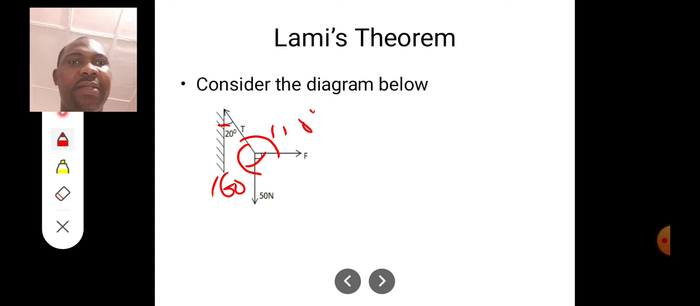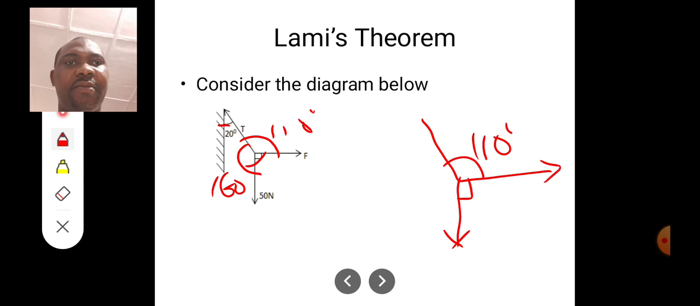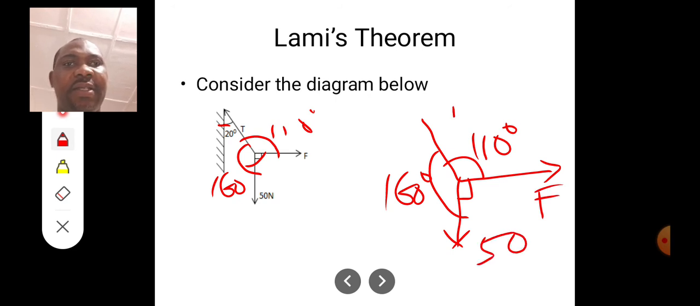Now in that case, we are going to have something like this. This is F. Here is already 90, here is 110. Then the rest is 160 degrees. This is our F, these are 50 newtons, and these are T.